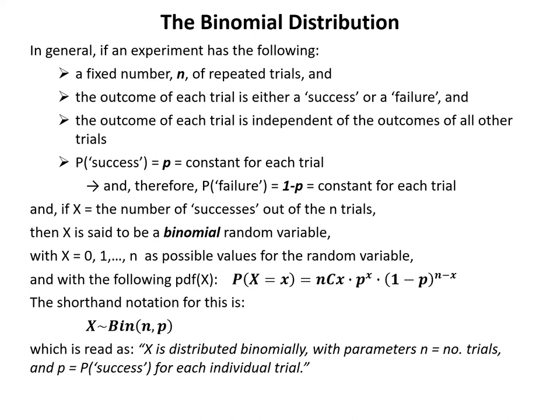And if the outcome of each trial is independent of the outcomes of all other trials, and the probability of a success is constant for each trial, and we call that a little p, and therefore the probability of failure is also constant, and it equals 1 minus p for each trial. And if we define x to be the number of successes out of the n trials, so this is actually the random variable here, then x is said to be a binomial random variable.